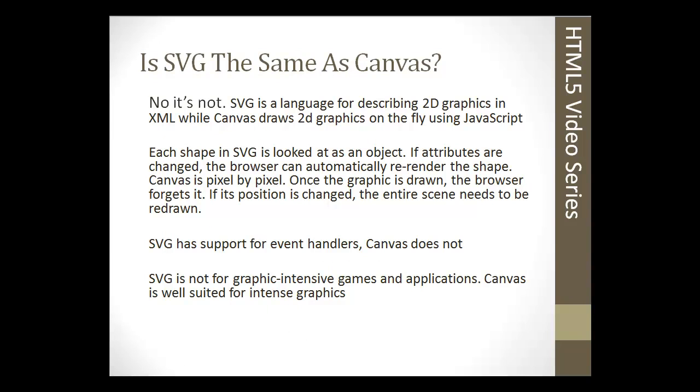Alright, so the differences between SVG and Canvas. They're not the same. SVG is a language for describing 2D graphics in XML, and Canvas draws 2D graphics on the fly using JavaScript. So they're not the same. Each shape in SVG is looked at as an object. If attributes are changed, the browser can automatically re-render the shape. Canvas is pixel by pixel. Once the graphic is drawn, the browser forgets it. If its position is changed, the entire scene needs to be redrawn. Okay, so the browser will re-render the SVG graphics. It'll forget the canvas.